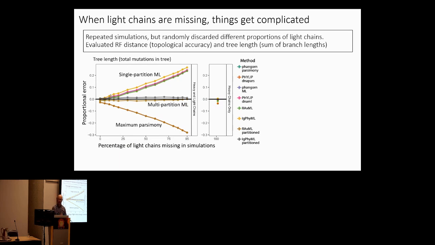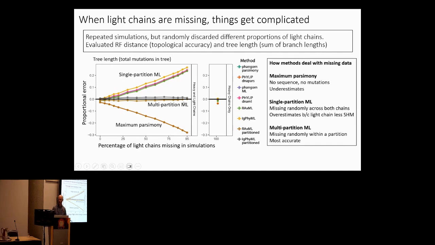Interestingly enough, single partition maximum likelihood has exactly the opposite problem. It overestimates the length of the tree, and that problem becomes worse as more light chains go missing. But multi-partition maximum likelihood models give us accurate branch length estimates, even if 95% of cells are missing a light chain. And this is explainable based on how these methods deal with missing data.